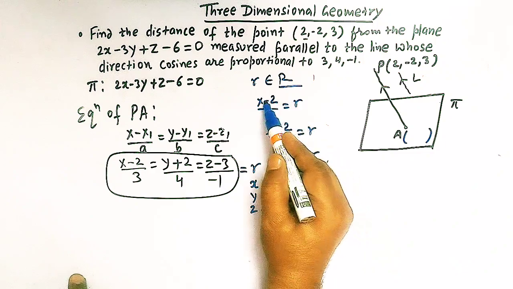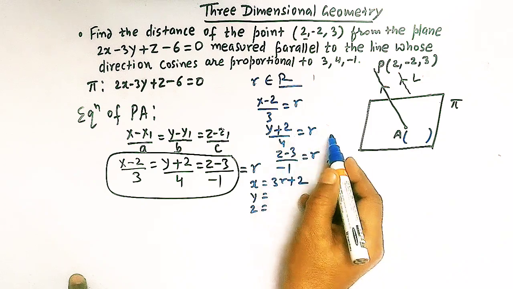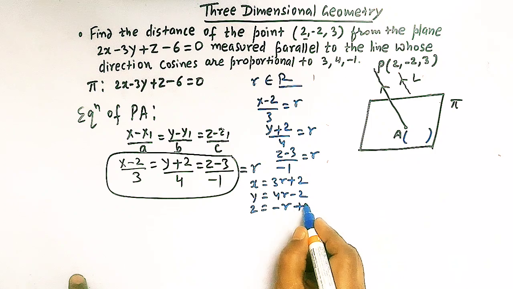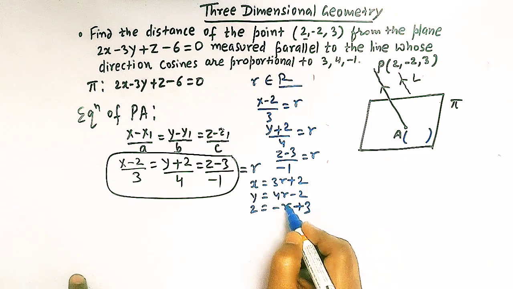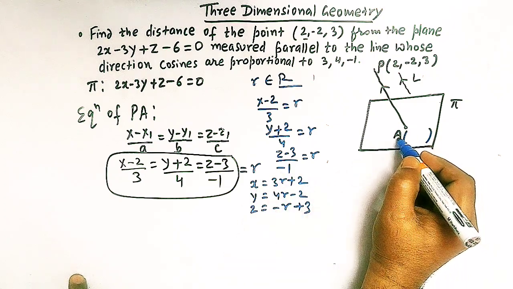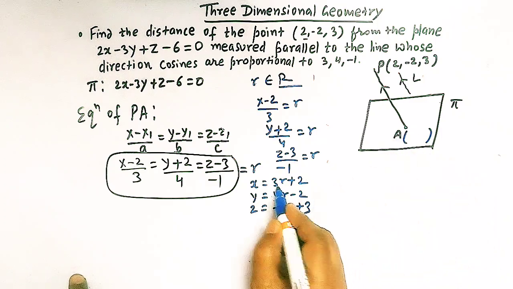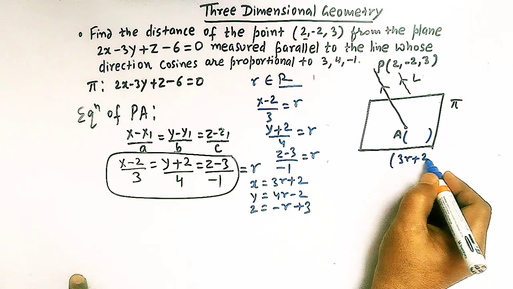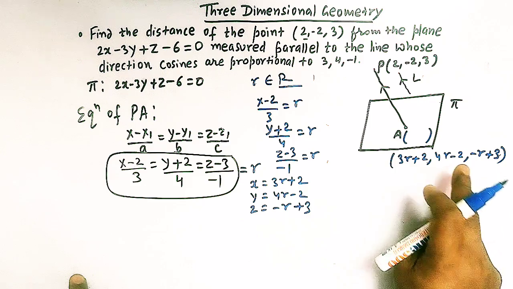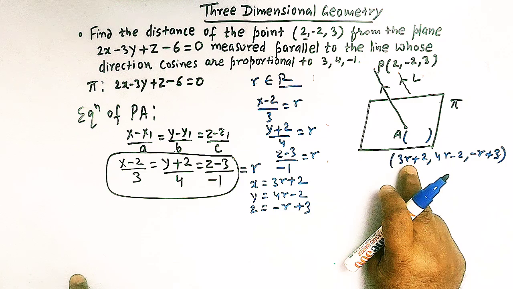So x is 3r plus 2. Y is 4r minus 2. And z is minus r plus 3. Right? So for some value of r, this coordinate is represented by this point A. So the coordinates of this point A may be taken as 3r plus 2, 4r minus 2, and minus r plus 3 for some particular value of r. So our next aim is to get the value of this r.